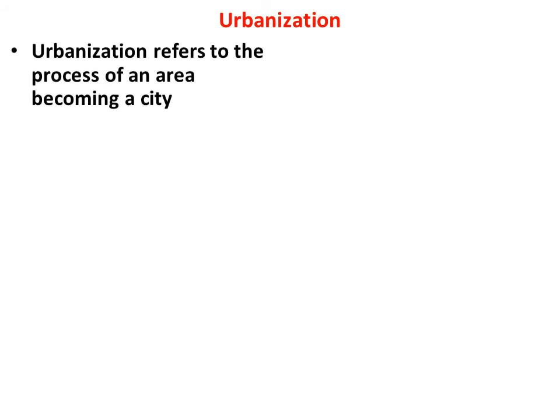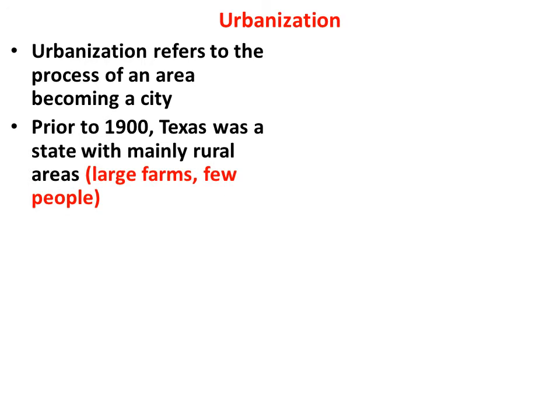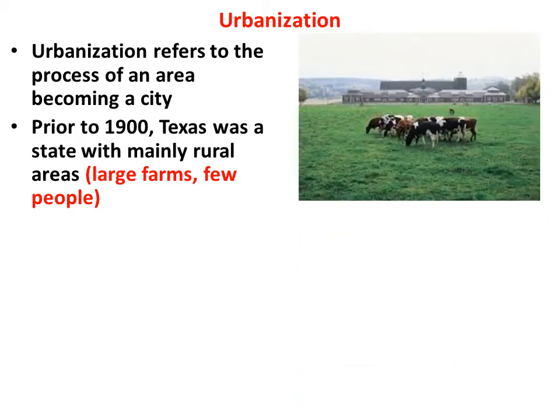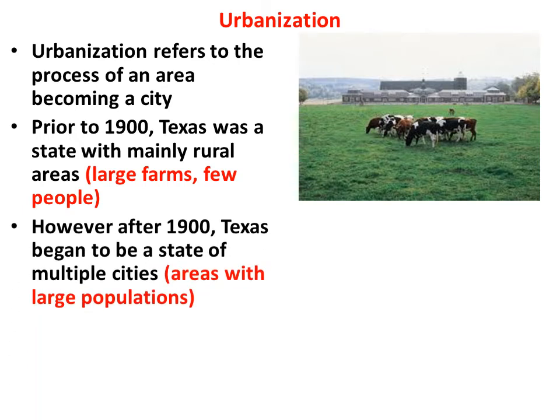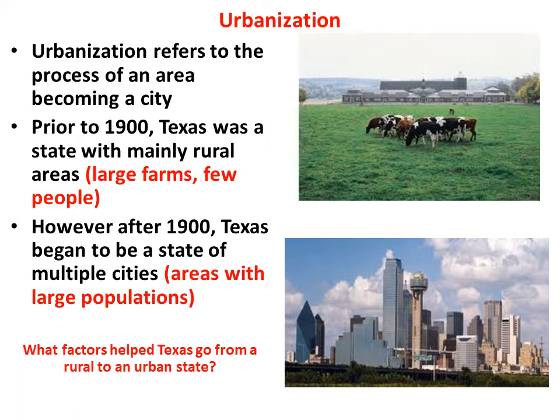When we talk about urbanization, we're referring to the process of an area becoming a city. Prior to 1900, Texas was a state with mainly rural areas, which basically were areas with large farms, as seen in the picture, and few people. But as time went on, especially after 1900, Texas began to become a state of multiple cities where there are lots of people in a certain area. So, what I want you to think about is what factors would help Texas go from a rural to an urban state.